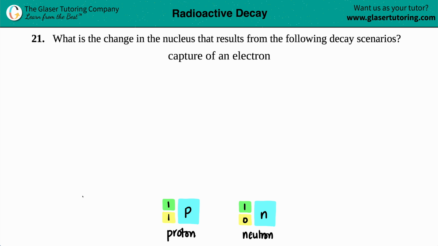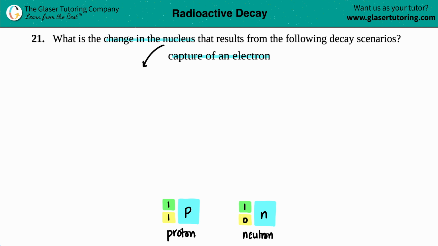Number 21. What is the change in the nucleus that results from the following decay scenarios? So what's going to happen when we capture an electron? What's going to happen when an electron is captured? And what's going to happen with that nucleus?